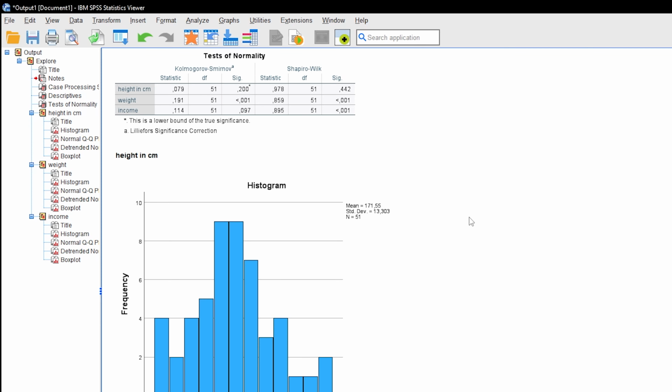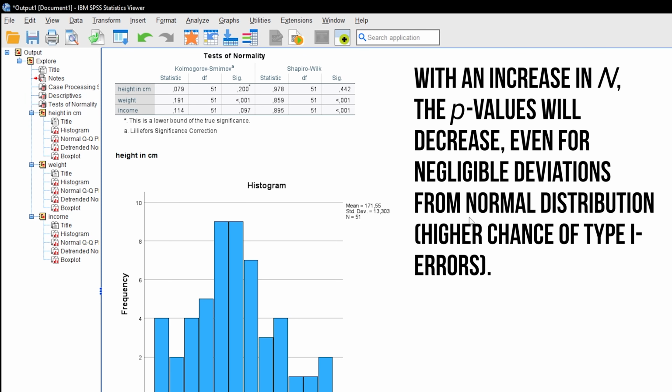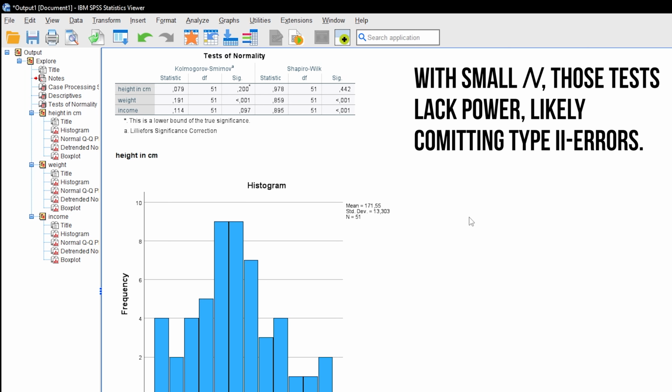It is highly important to note that as the sample size increases, even small, unimportant deviations from normality can lead to rejecting the null hypothesis with those tests. Conversely, for a small sample, only large deviations lead to rejecting the null hypothesis.